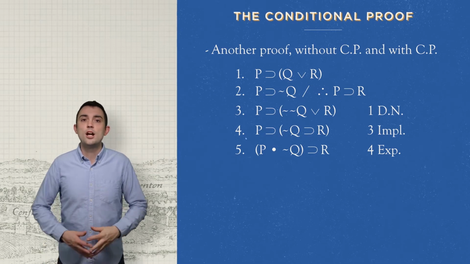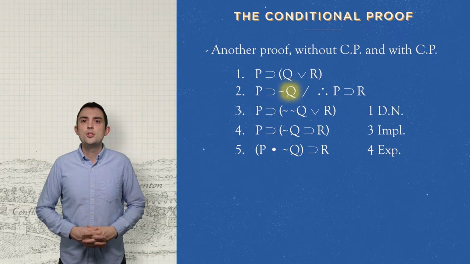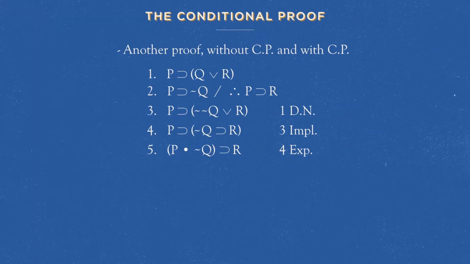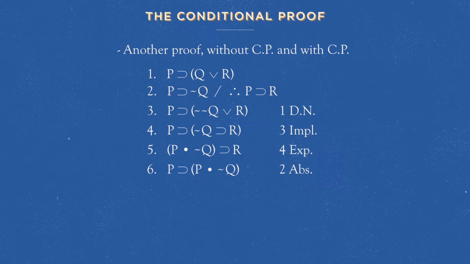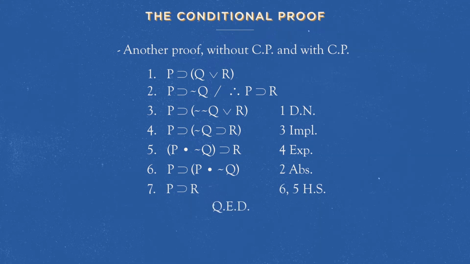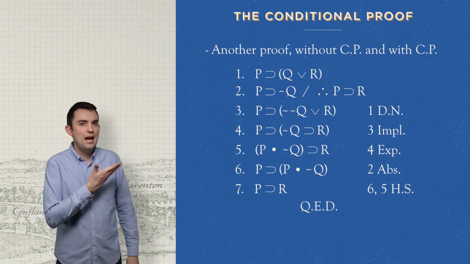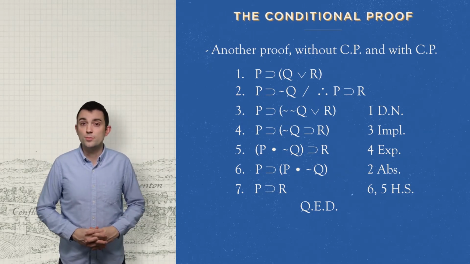And now we're closer to our hypothetical syllogism. We have to get this not Q involved. The way we do that is by absorption. We turn if P then not Q into if P then P and not Q. Now the middle parts match and we can conclude if P then R by hypothetical syllogism, QED, and we're done. It's only 7 steps, but I think it's actually pretty difficult, and it would be hard to see the first time you're doing this proof.